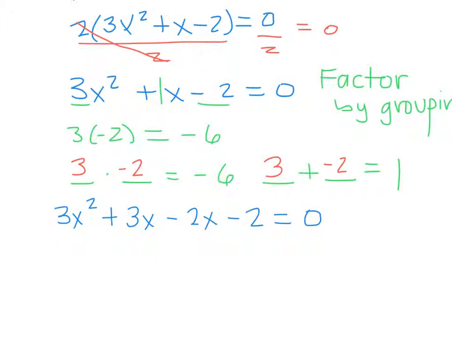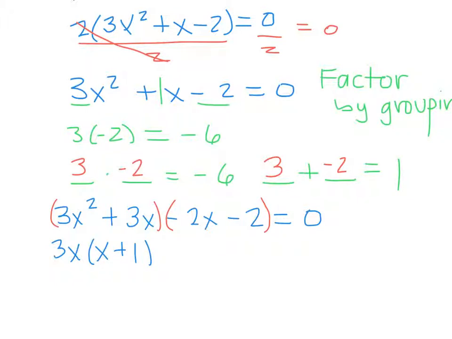Here's where we come up with the grouping part. So you group the first two terms together, the second set of two terms together, and we factor them individually. So we look at the 3x squared plus 3x. Okay, we've got a greatest common factor of 3x, that comes out in front, and inside parentheses, we're left with an x and a plus 1.